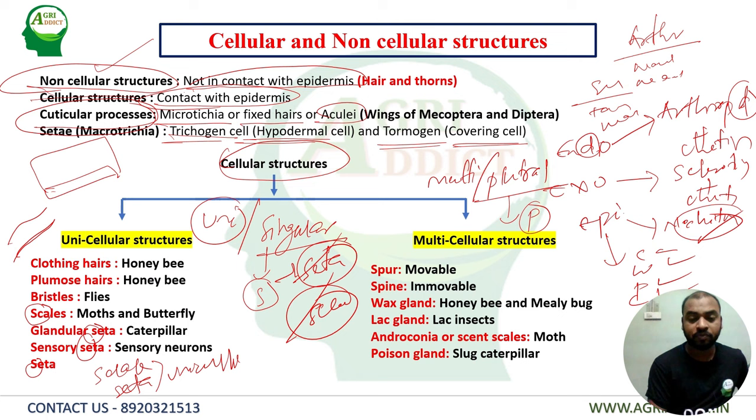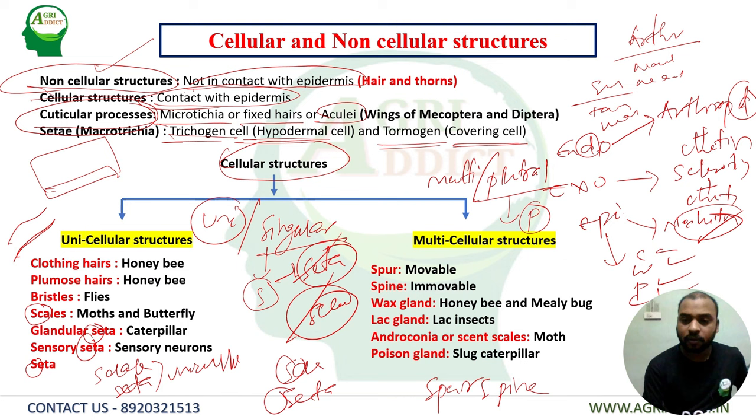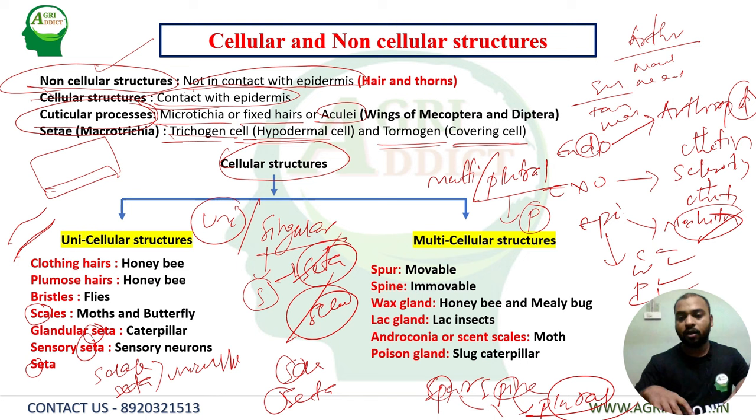But you will tell me, sir, scale and setae have S, but here spore and spine also have S. But you have to remember that spore and spine have P also. P means plural, that means multicellular, so many numbers of cells are there. That means spore, spine, and wax gland. I have told you wax gland is present with different types of esters. So many cells are there. That's why wax gland is also multicellular in nature.